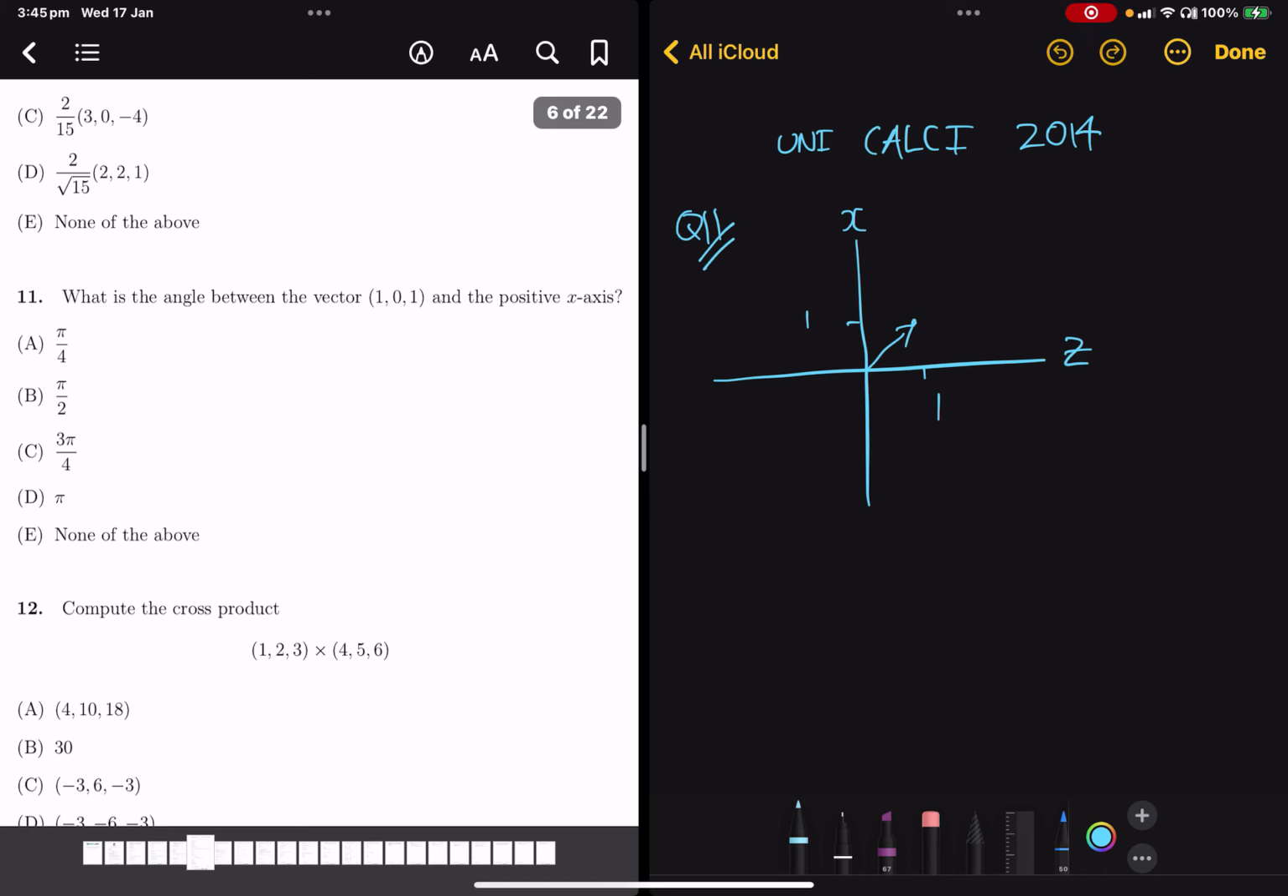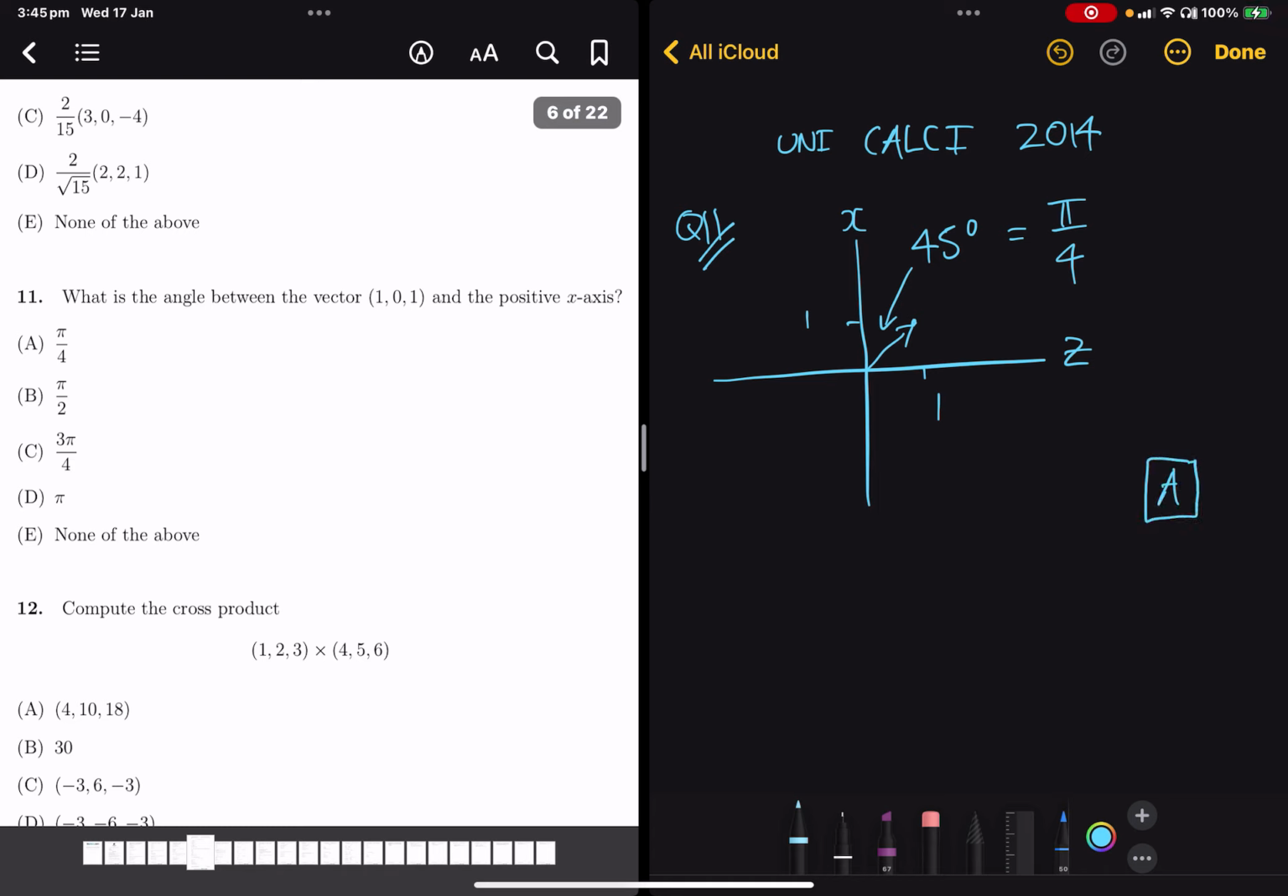So the question is now, what is the angle between this vector and the positive x-axis? It's this angle in here, which must be 45 degrees. So 45 degrees is pi on 4. So therefore the answer has to be A, which is pi on 4.